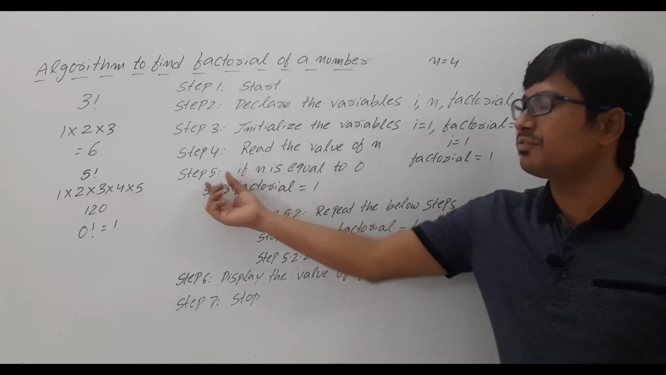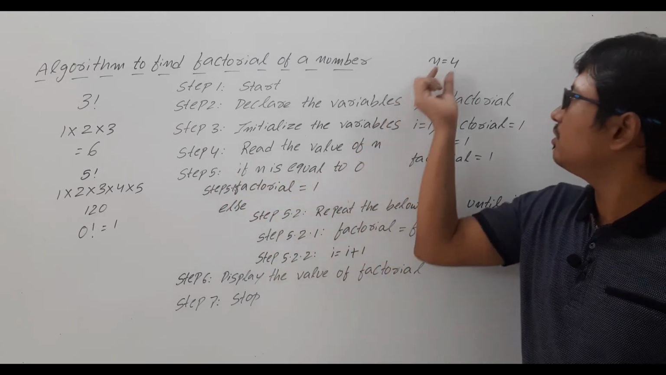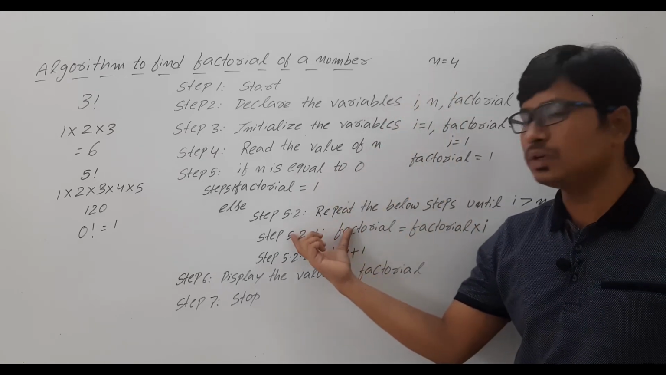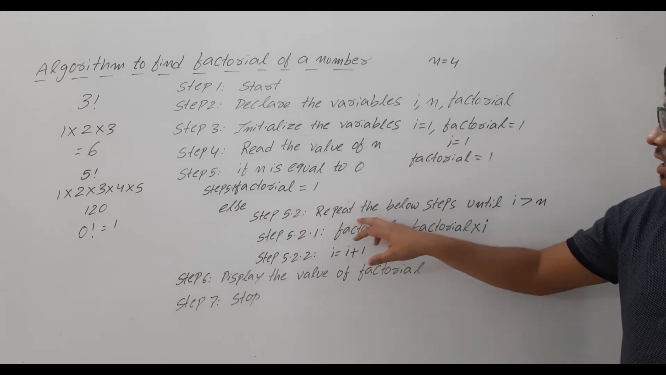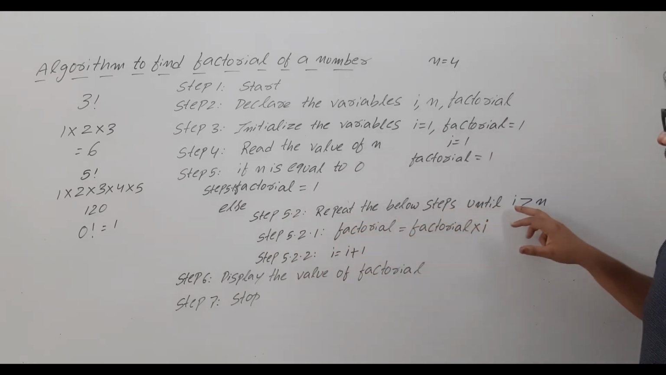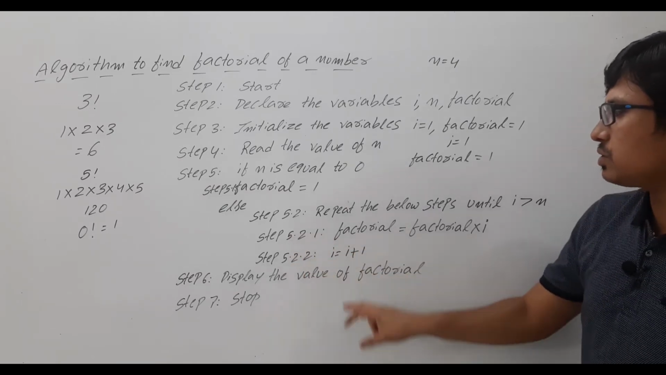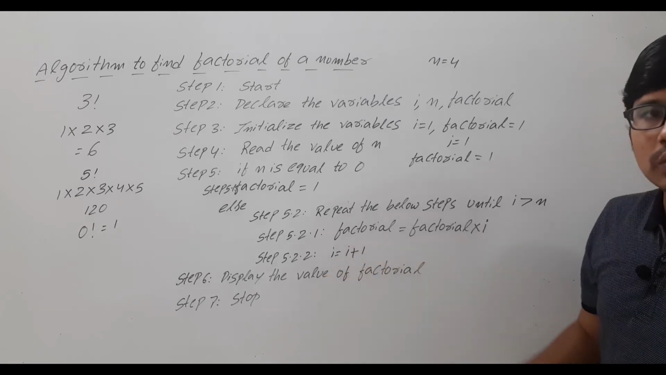Now what does step 5 say? If n is equal to 0: n is 4, is 4 equal to 0? No. If it is no, you will come to this else block. What will this else block say? Repeat the below steps until I is greater than n. What are those steps? Factorial is equal to factorial into I, I is equal to I plus 1.